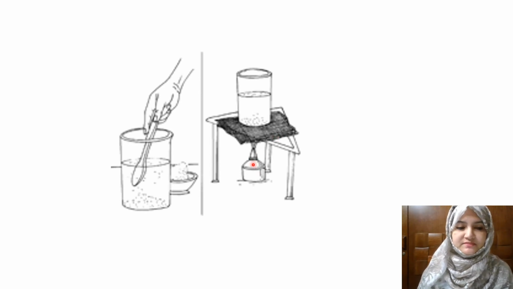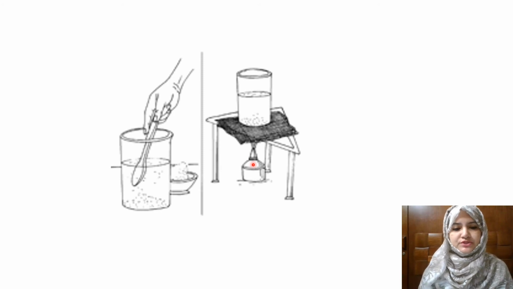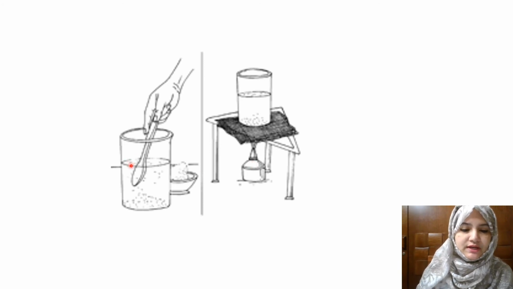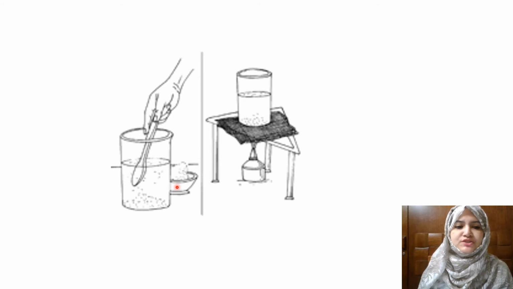The procedure is: we have to use the balance to take 100 gram of water in a clean beaker. Then add salt in a little amount and continue to stir. Stop adding salt when the added salt is no more dissolving. That means we have made a saturated solution.